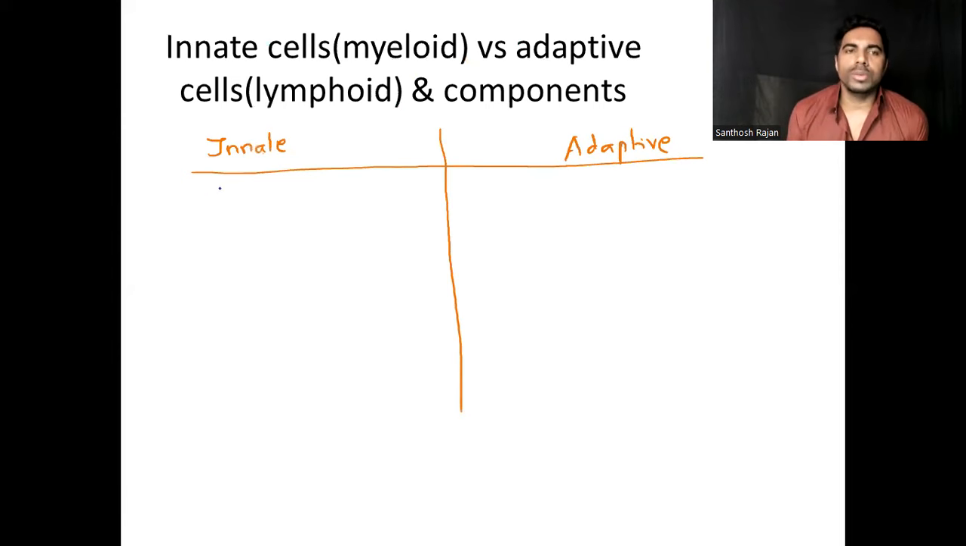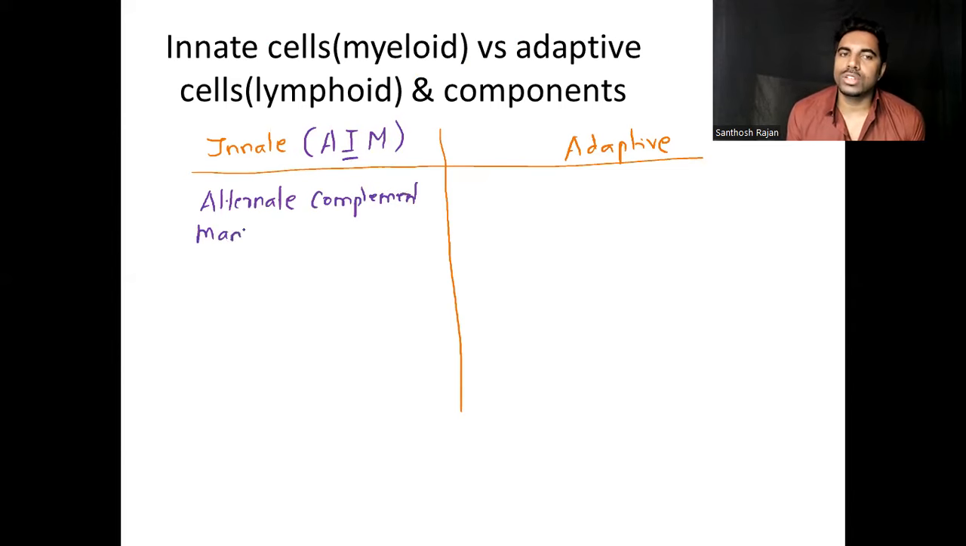What are they? For innate immunity, the complement system. For the innate system, the complement pathway is usually which one? The alternate. If you forget, the shortcut is AIM. Remember AIM. Innate immunity, what are the two pathways? Alternate complement pathway, and the other one is M for mannose lectin. We're going to talk about it again as it comes. Mannose lectin pathway, it's a question. So for innate immunity, these two have a role: complement alternate and mannose lectin.